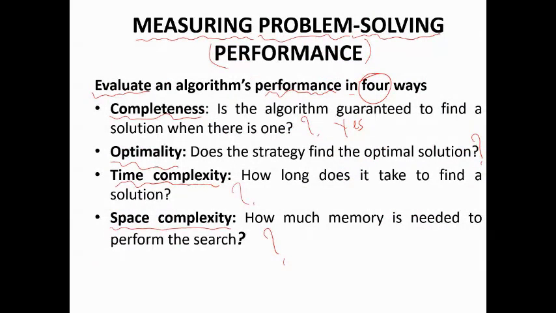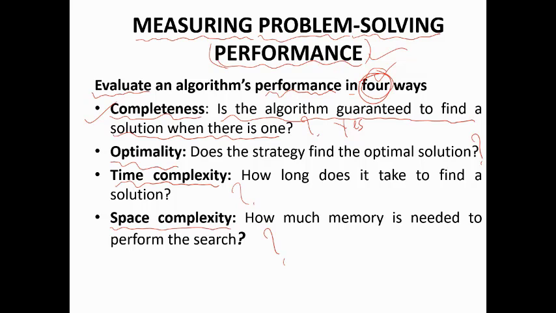So let's move to measuring problem solving performance. Now we are in the discussion of the performance of algorithms. To think about an algorithm's performance, we think about four questions. If you are evaluating the algorithm's performance, to decide which one is the best algorithm, then you should consider four questions. Question number one is: is the algorithm guaranteed to find a solution when there is one?